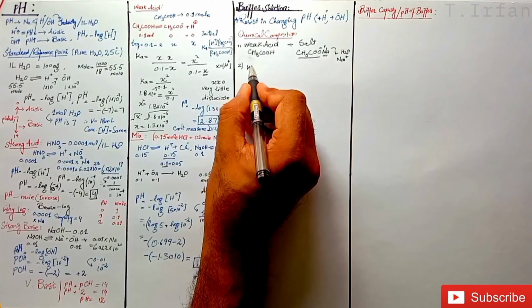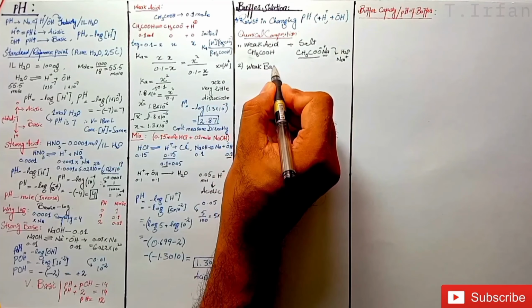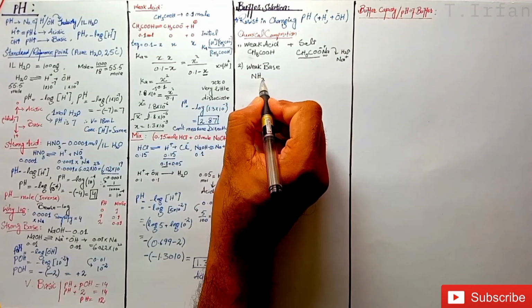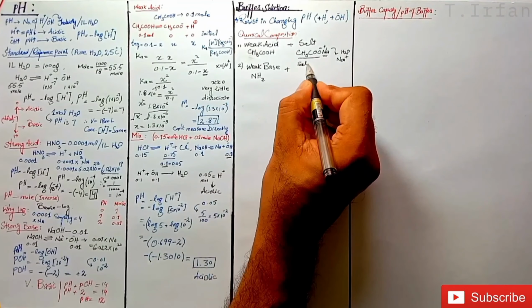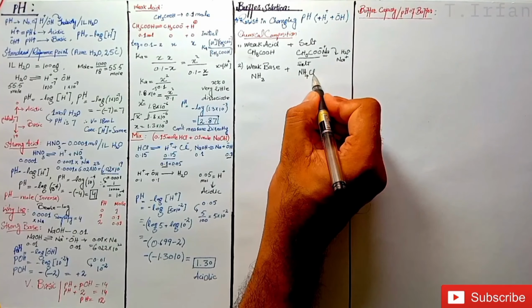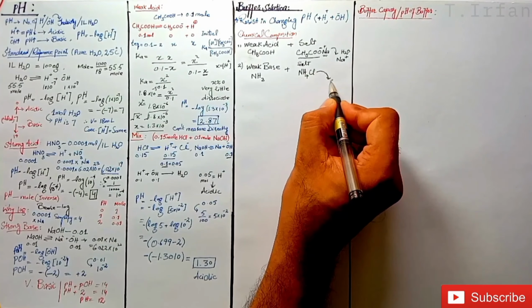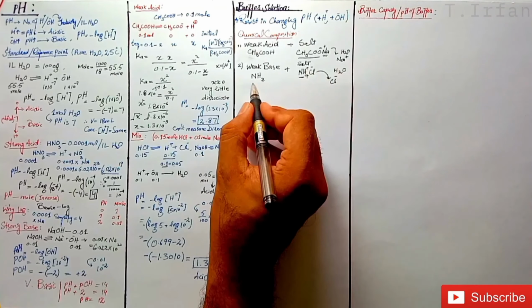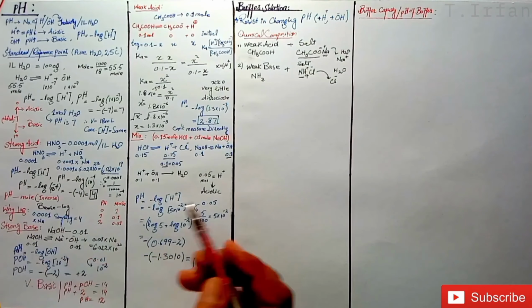We can also form buffer solution by using a weak base such as ammonia and by using the salt of this weak base, which is ammonium chloride. In aqueous solution, ammonium chloride dissociates completely and forms ammonium ion and chloride ion.